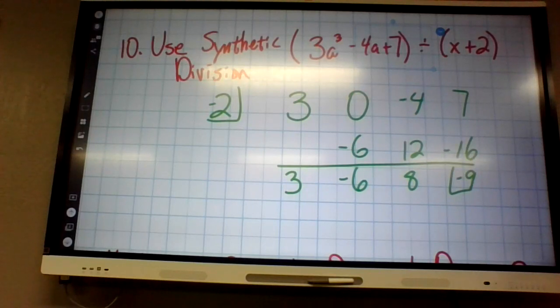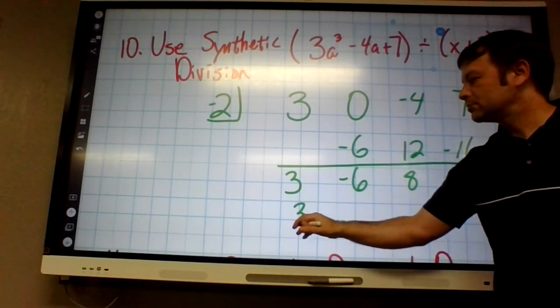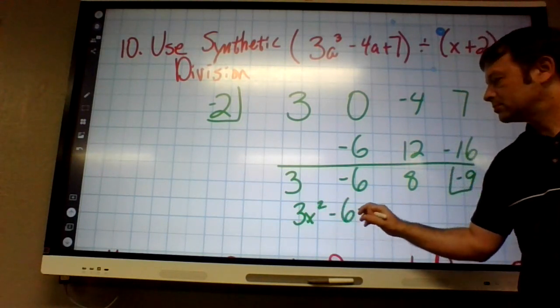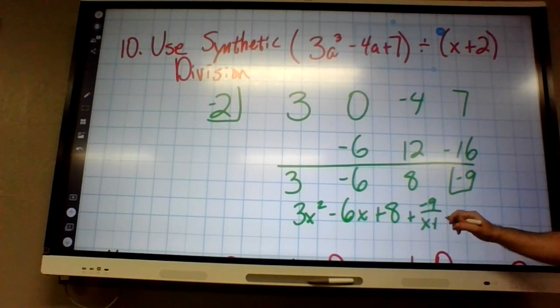Okay, and what did this stuff mean right here? He's trying to write x squared minus 6x plus 8 with a remainder of -9. True that.